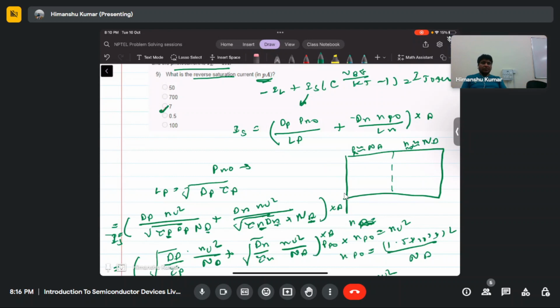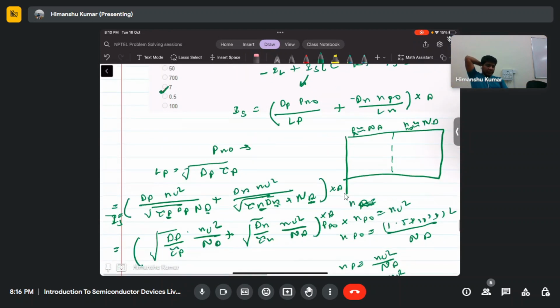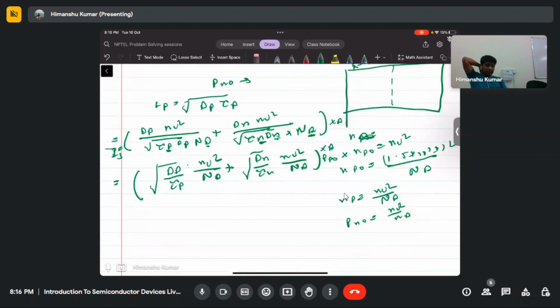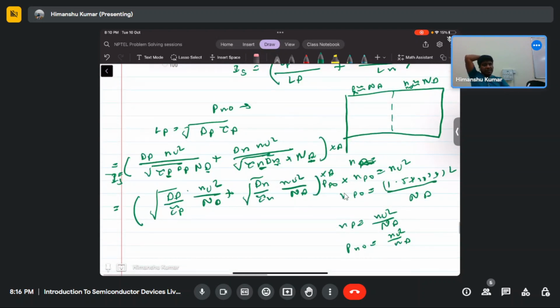Okay. So then we are using the law of mass action. We are finding the n_p naught, and then what we are doing with n_p naught and p_n naught. When you apply the bias, the majority carrier will diffuse to this side, and here it will diffuse to this side. So basically you need to calculate how much minority carrier diffusion has happened. That decides the total current or reverse saturation current.